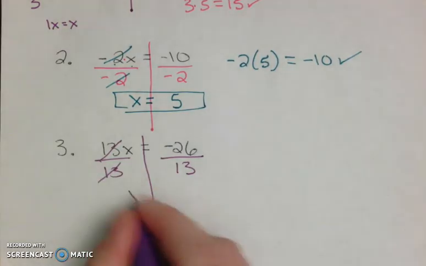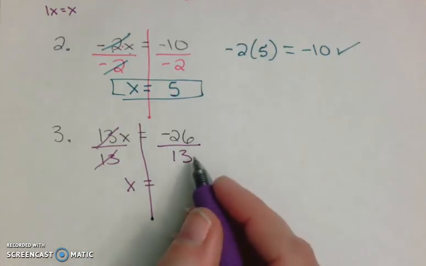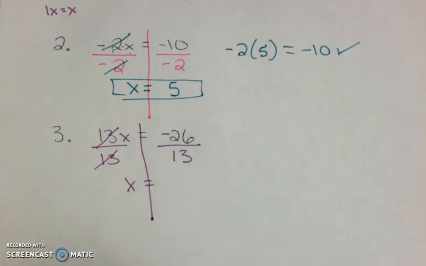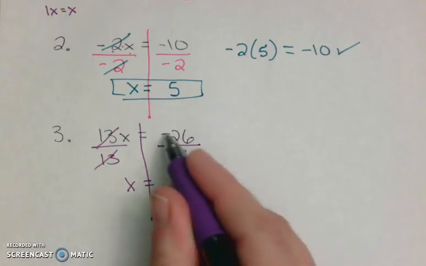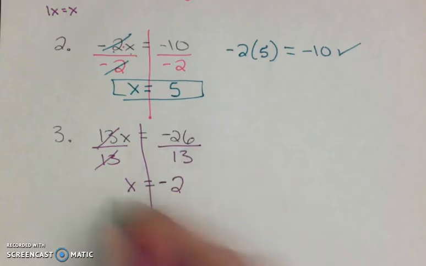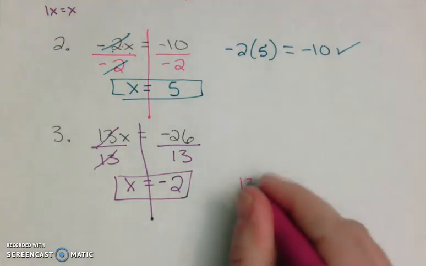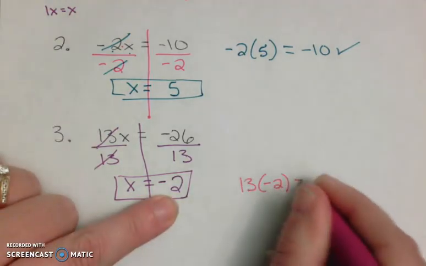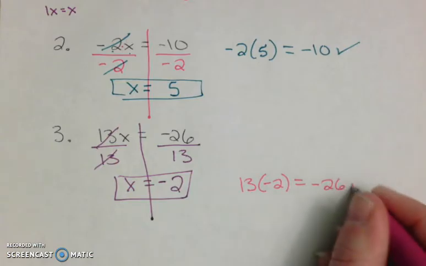Our x comes down, and we have 26 divided by 13, which you might not know in your head, but I know 3 plus 3 is 6, 1 plus 1 is 2. I know 13 is half of 26. So if you divide it, you're going to get 2. And negative divided by a positive is a negative. So watch those signs. And then do your check step. 13 times negative 2. You can use a calculator to check, and you'll get negative 26. So we know we're right.